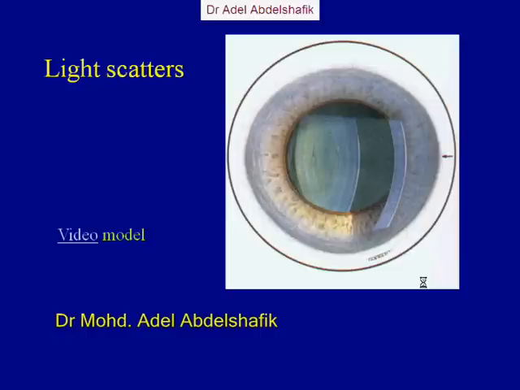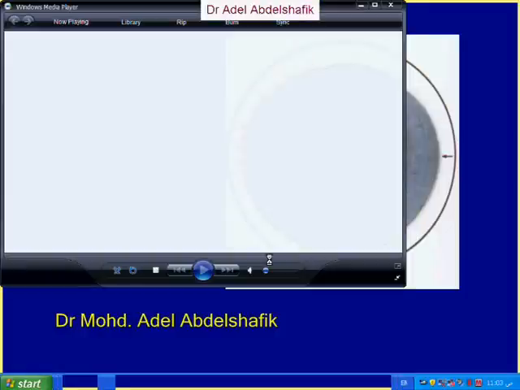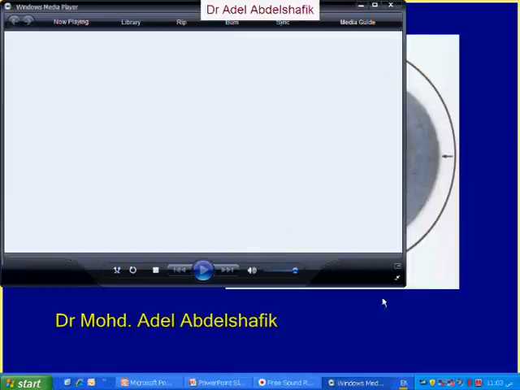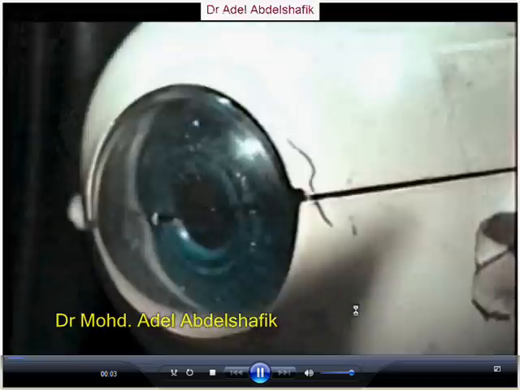The phenomenon of a slit lamp depends on light scatter. In order to see anything, you need light to be projected on that thing, then it reflects back to you. I have here a model of this. What's happening with the slit lamp?